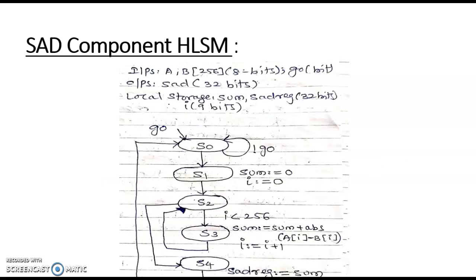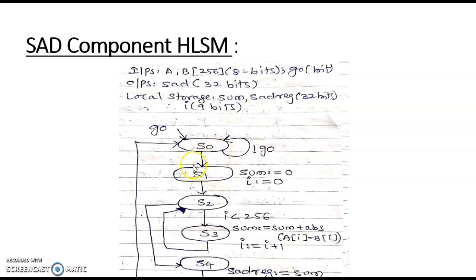Here we are considering the S0 state. This S0 state is the first starting state. You can see go is the input signal. If the go signal is 1, then it will enter into the S1 state. If the go signal is 0, then it is going to remain in this state. It is waiting for the system to start.